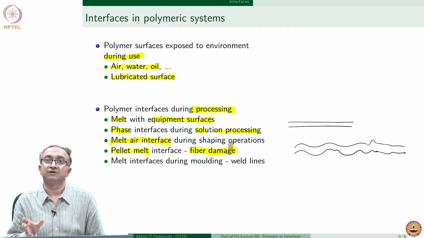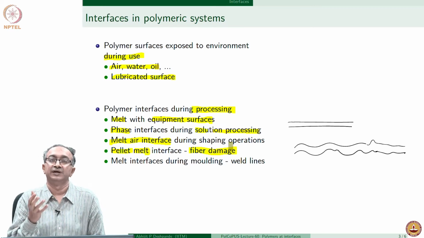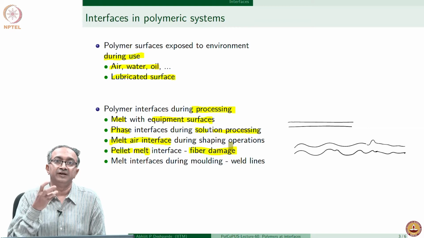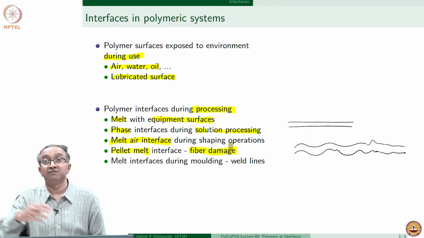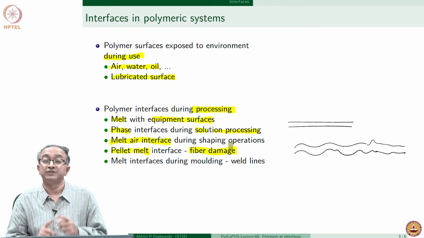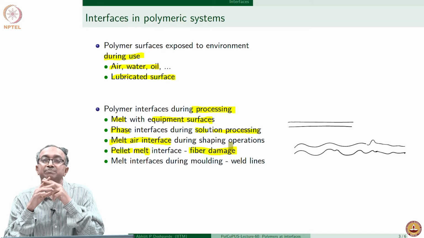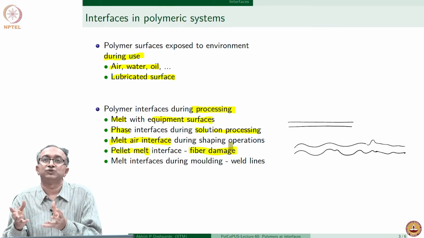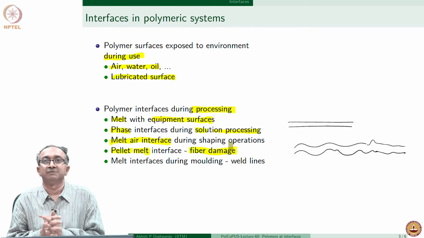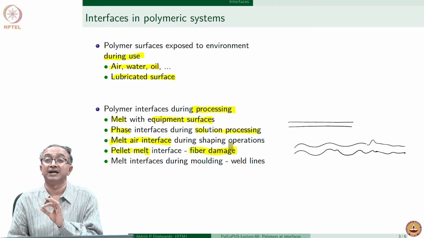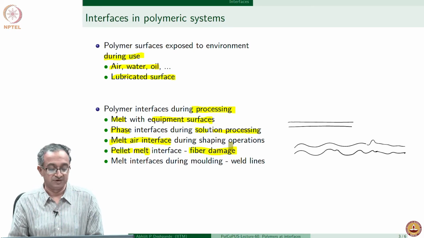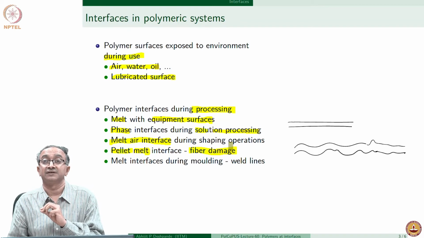Whenever we use short fibers to reinforce and make a composite material, it is well known that a lot of fiber damage happens during processing. So, while inputting we may have, let us say, 4 mm, 5 mm length of a fiber, but in the final part, because of what happens to the fiber at the melt pellet interface, the eventual size of the fiber may be only 2 mm or 1 mm. So, a lot of fiber breakage happens, and this is again an interface between a solid and melt, which determines what happens to the fibers and how easily or difficult it is for them to break.